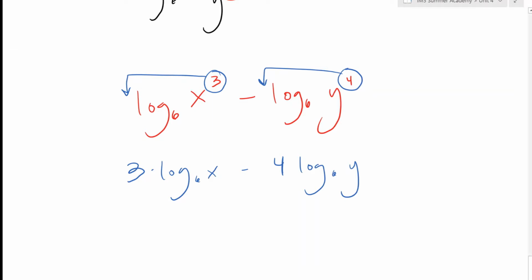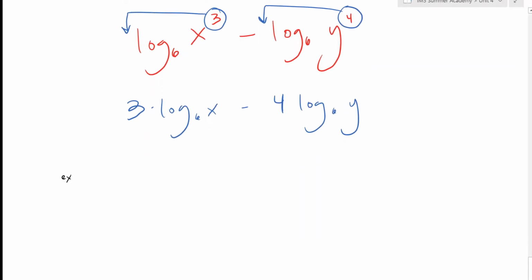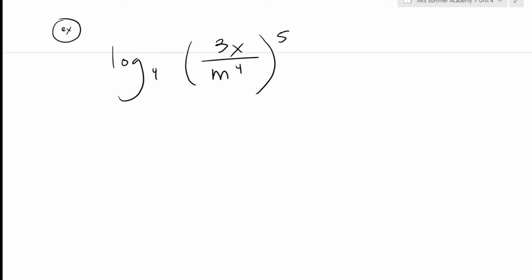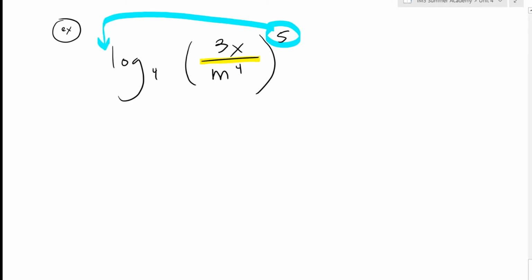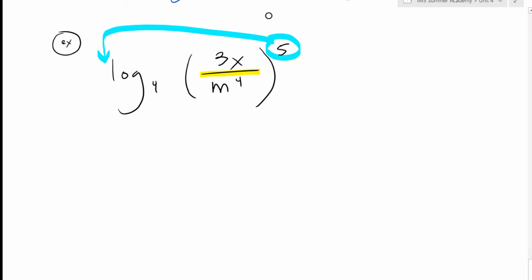Let's try one more of these. Let's say log base 4, 3x over m to the 4, and the whole thing has a 5. So we want to work our way in. There will be division becoming subtraction, but before that, this exponent is going to travel in front of everything. So I'm going to move that 5 first. So 5 is now going to be outside of all of this. And if you can do multiple steps in your head at once, that's perfectly fine.